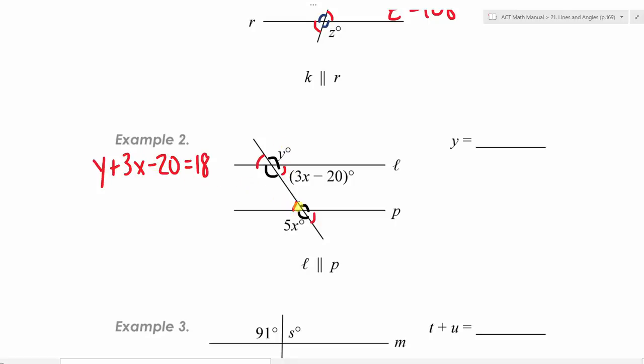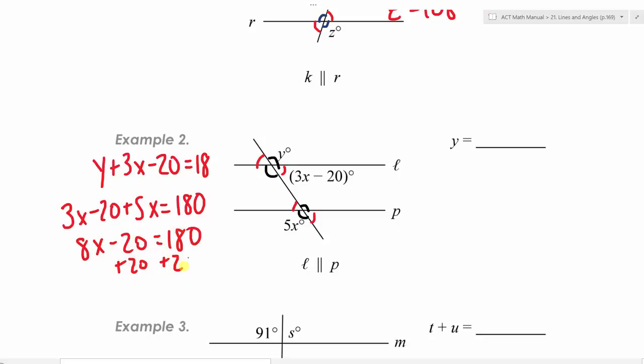But one other thing that I do know is that 5x and 3x minus 20, since one is a big, this black angle, and one is a small, this red angle, they have to be supplementary as well. So I can do 3x minus 20 plus 5x, that has to equal 180. So now I can combine like terms. I get 8x minus 20 equals 180. Add the 20, 8x equals 200, divide by 8, and I get that x equals 25.